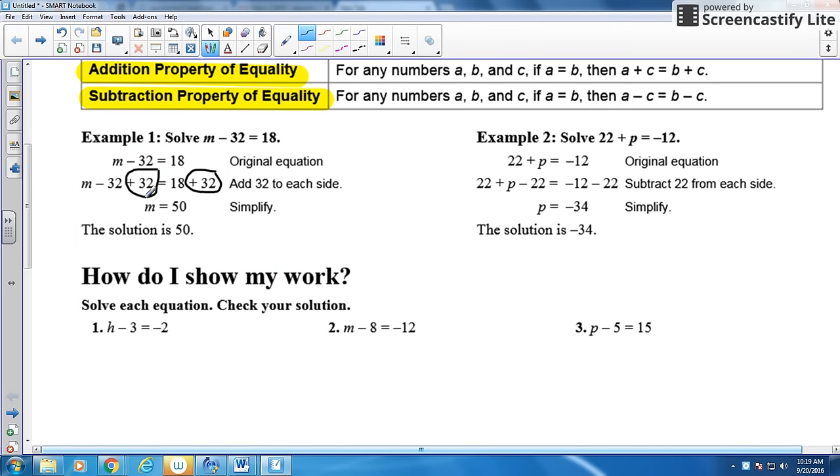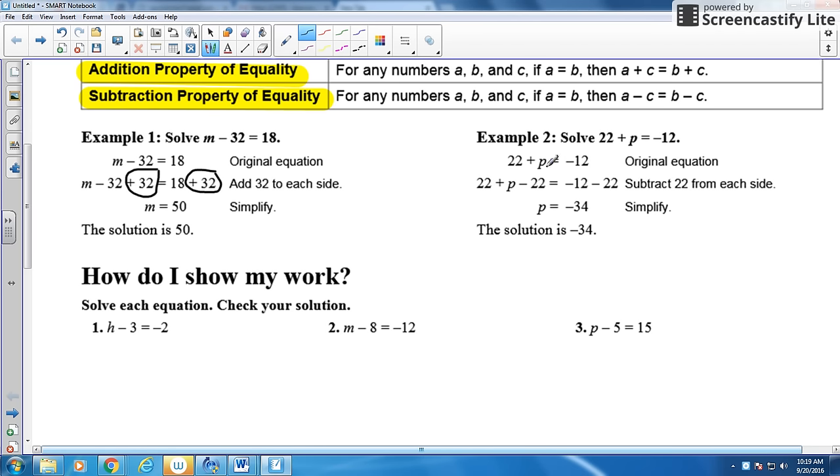Now on the left-hand side, minus 32 plus 32 cancels out and becomes 0, and so we have isolated m successfully. And on the right-hand side, 18 plus 32 gives us 50. So m is 50.